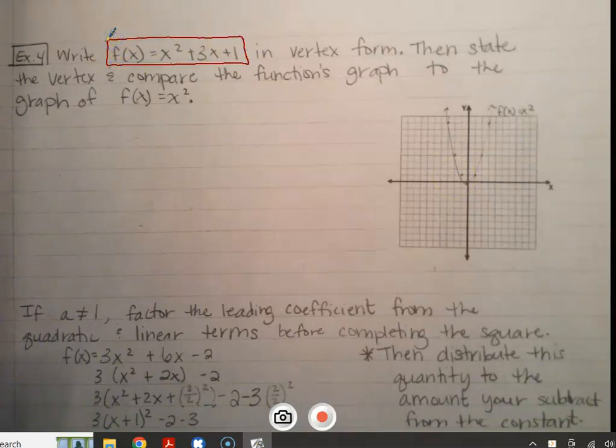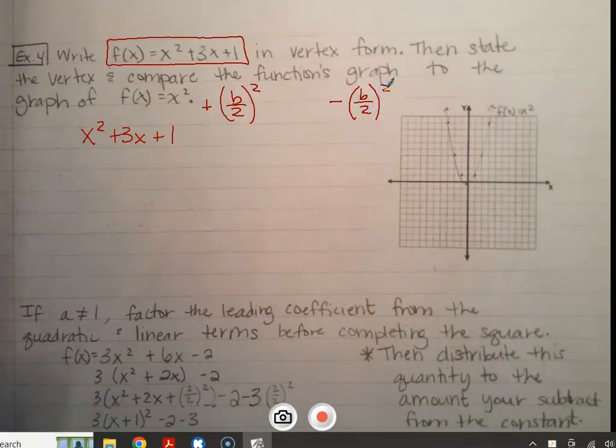This is our function. So we've got x squared plus 3x plus 1. So remember, we want to add the quantity b divided by 2 squared, and then we're also going to subtract the quantity b divided by 2 squared. All right, so let's get to it. Okay, so we're going to have x squared plus 3x plus, what's my b value? It's the 3 here. So this is going to be 3 over 2 squared.